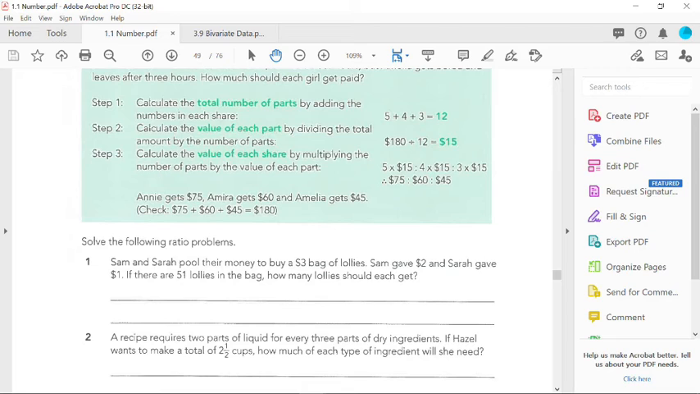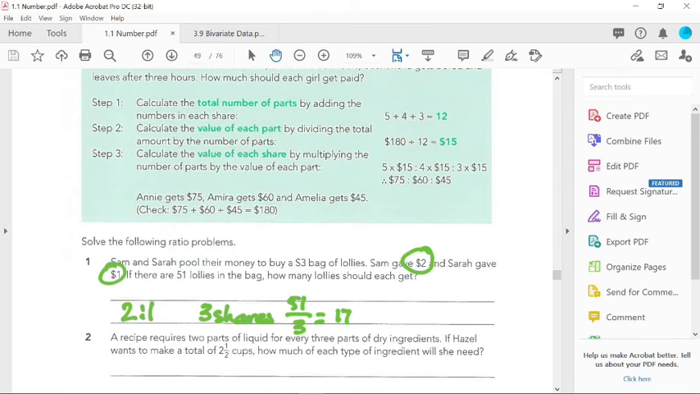So first of all, let's calculate the ratio. They didn't give us a ratio here, but it's easy to find because Sam gave $2 and Sarah gave $1. So what ratio would that be? 2 to 1. Which is a total of 3 shares, right? So we take our 51 lollies and divide them by 3. What's that going to give us? 17. Good. So now we just calculate the ratios.